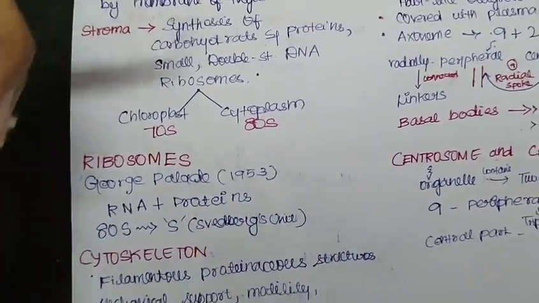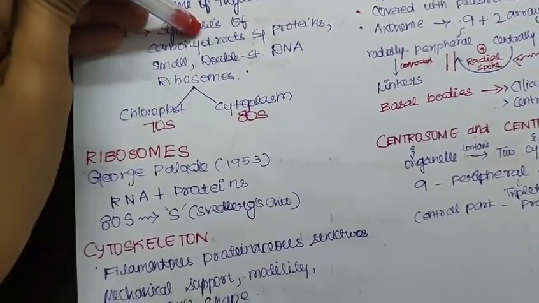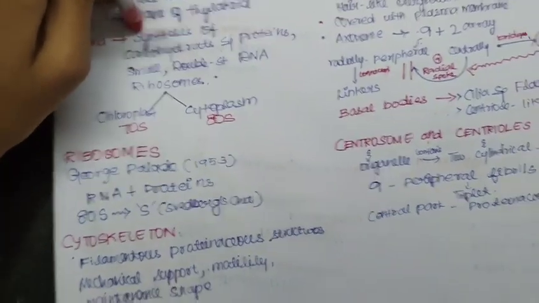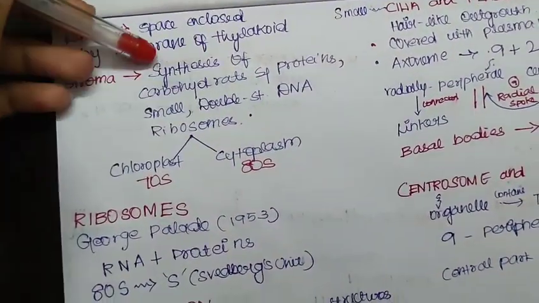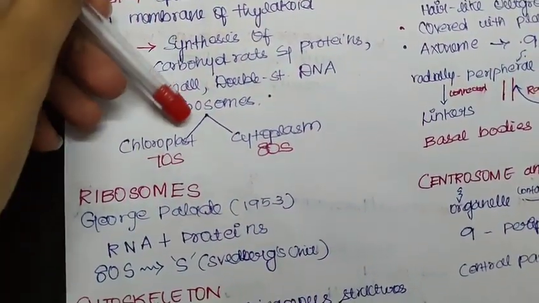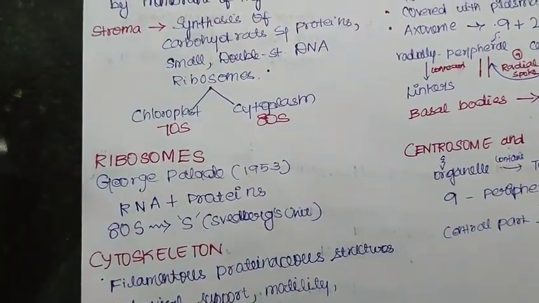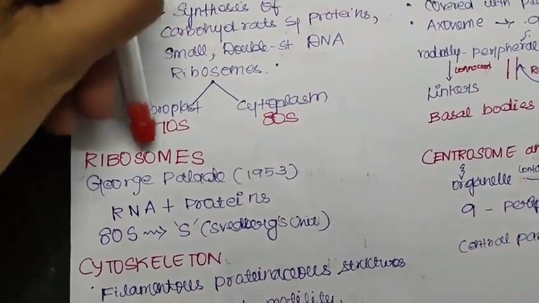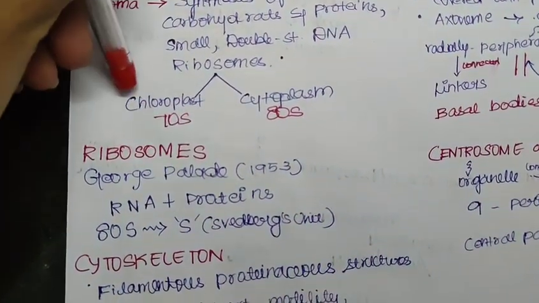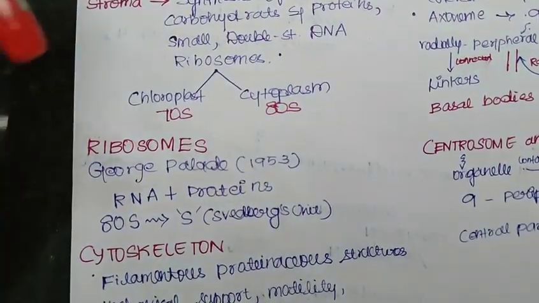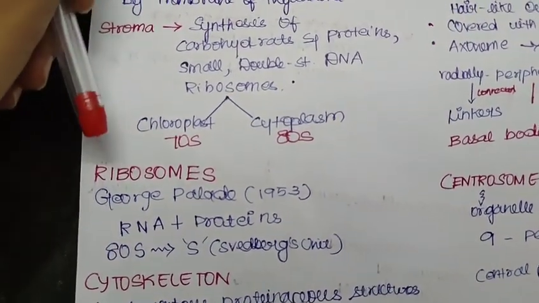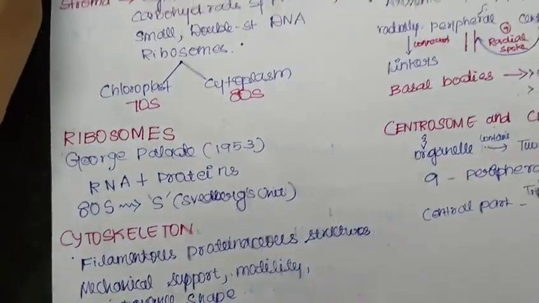Inside the stroma, we have synthesis of carbohydrates and protein, that is, enzymes required for the synthesis of carbohydrates and protein, small double-stranded DNA, and also ribosomes. These ribosomes are of 2 types here. One is 70S, which is found in chloroplast, and another is 80S, which is found in the cytoplasm. Are we clear with these plastids?